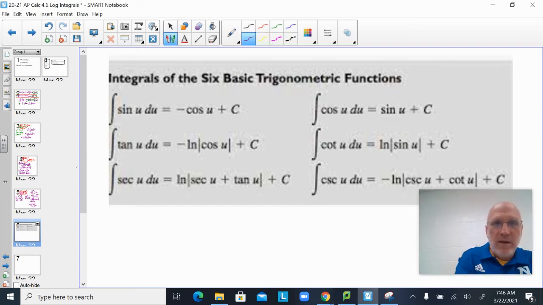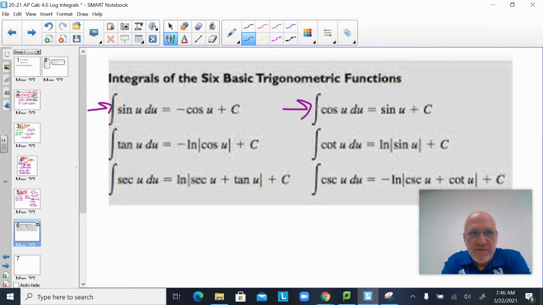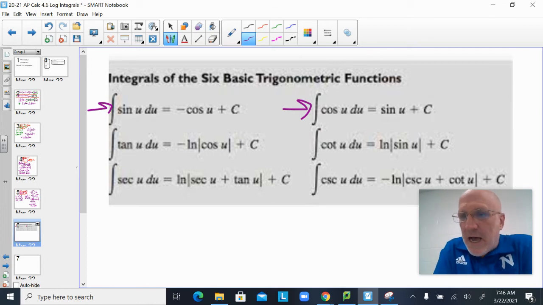And I think these first 2 we knew: that the integral of sine, other than the negative sign, is just negative cosine. The integral of cosine is sine. These other 4 we did not know. And the good news is you do not need to prove these are true.